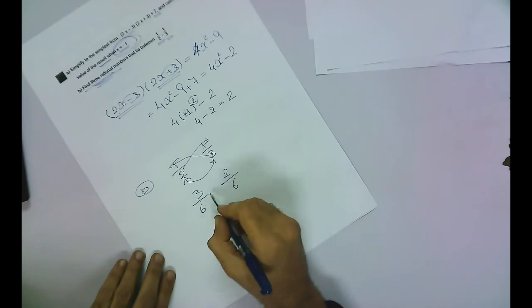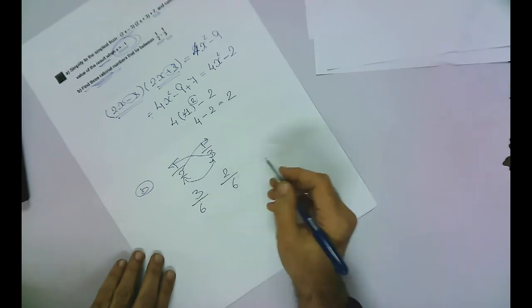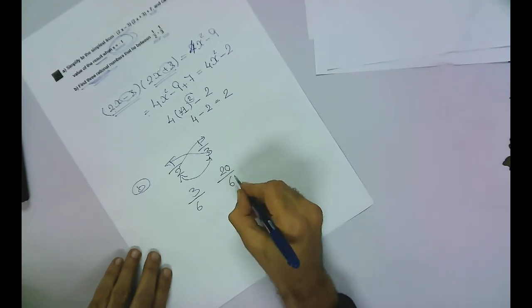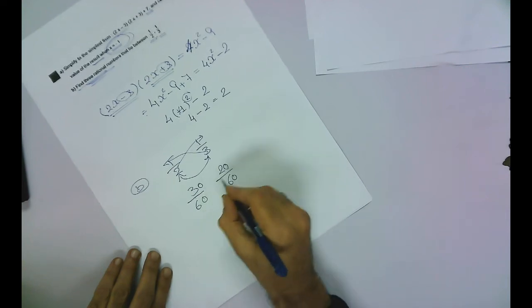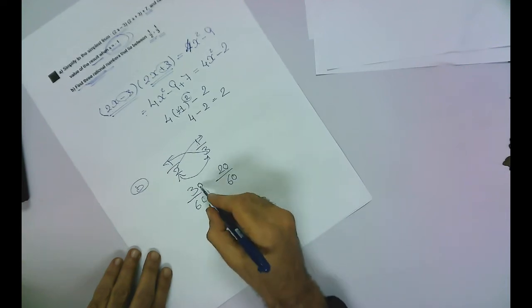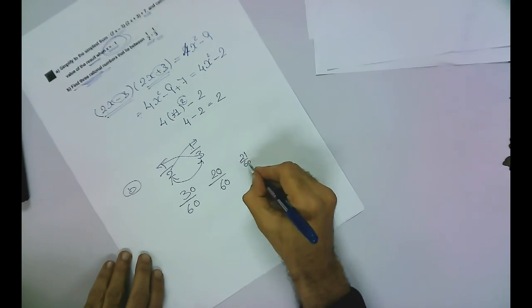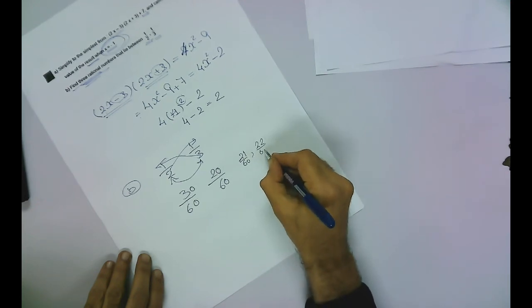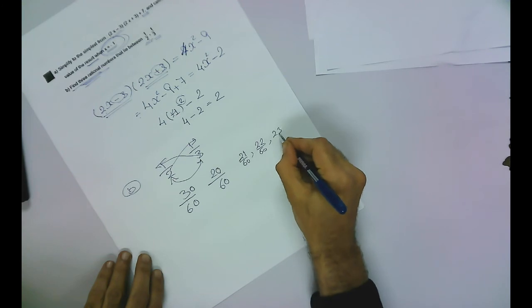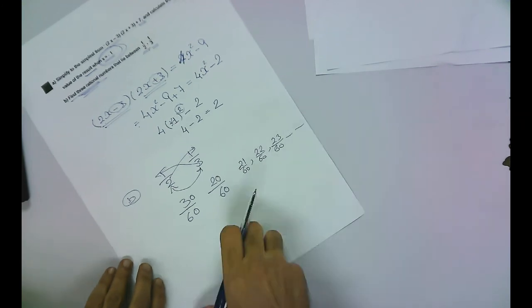For three rational numbers between 3 over 6 and 2 over 6, we must put 0 and 0, 0 and 0. So it will be 20 over 60 and 30 over 60. So we can take 21 over 60, 22 over 60, 23 over 60, and so on.